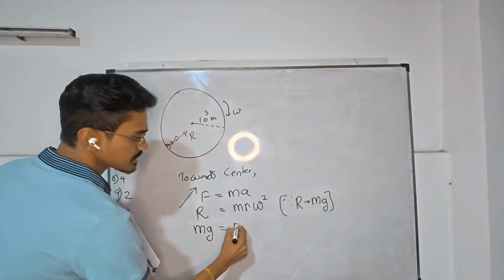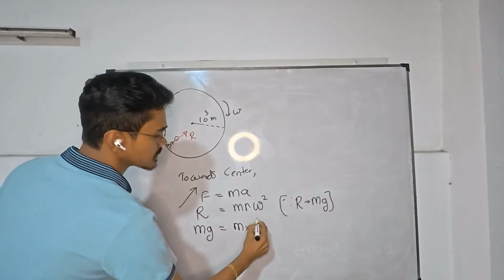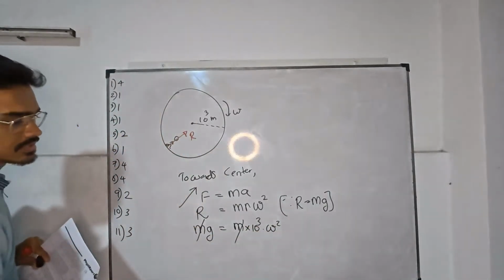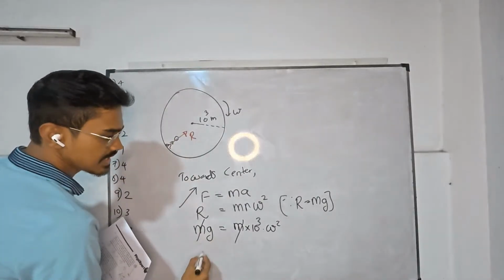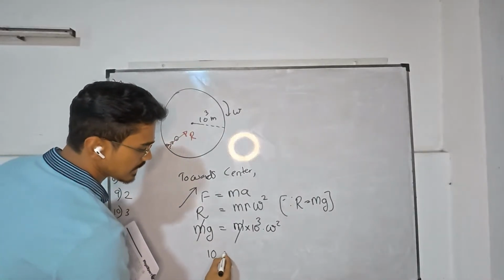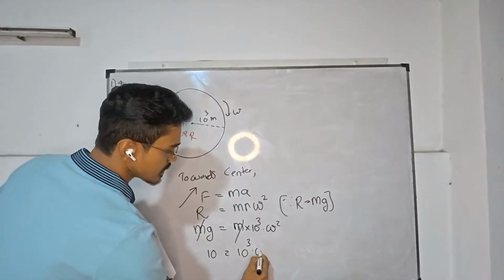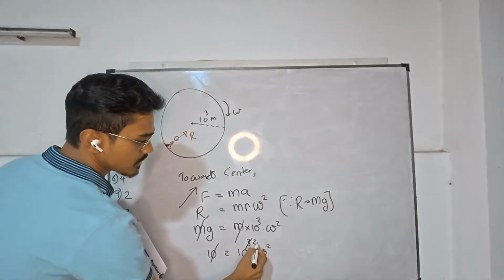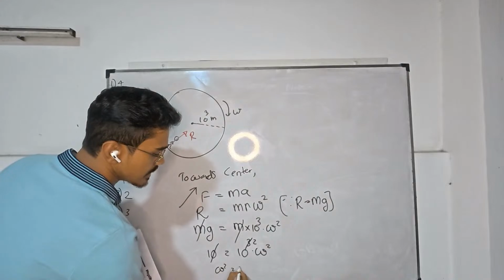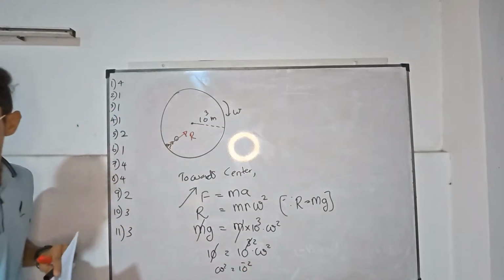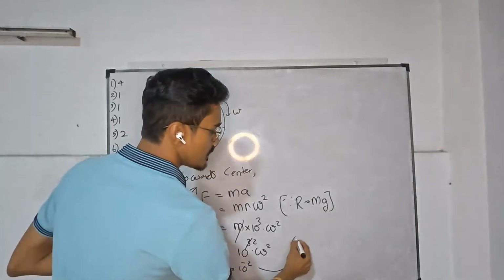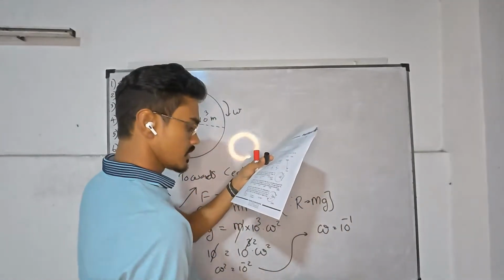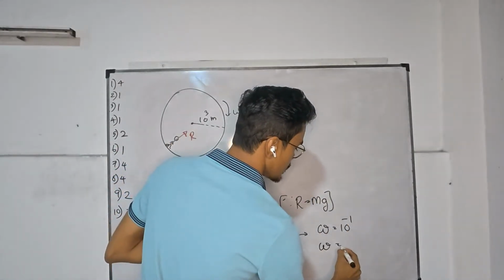mg equals m r 10 to the power 3 omega squared. m and m cancel, right? g is 10, no? So simplify this. 10 equals 10 to the power 3 omega squared. Then 10 cancels with 10 to the power 2. Omega squared equals 10 to the power minus 2, which means omega equals 10 to the power minus 1, which is 0.1.